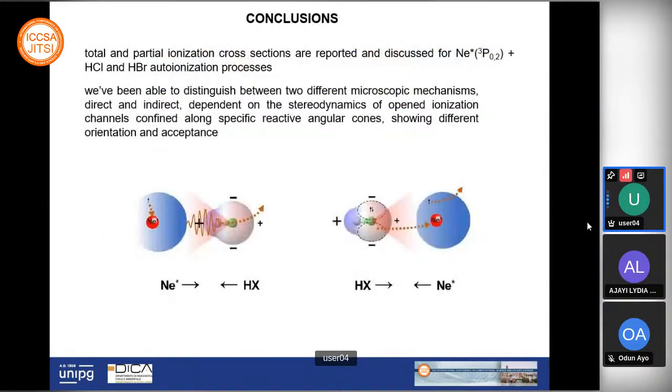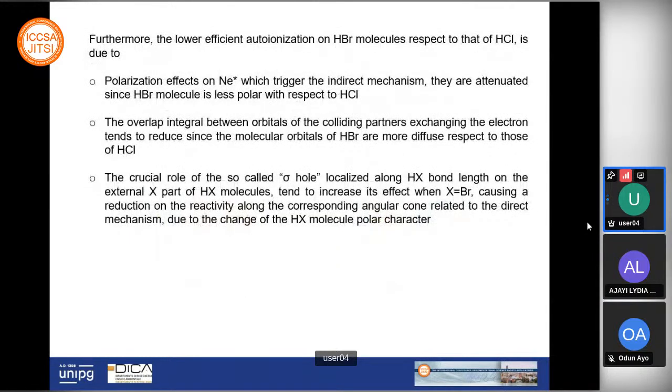In conclusion, we have discussed the total and partial ionization cross sections for the reaction of Ne* that induces autoionization on HCl and HBr molecules. And we distinguished between two different microscopic mechanisms, which depend on the stereodynamics of the open ionization channels. They clearly show different orientation and acceptance, which leads to different physical and chemical mechanisms. Furthermore, there are more reasons for this behavior, and we can mention the polarization effects.